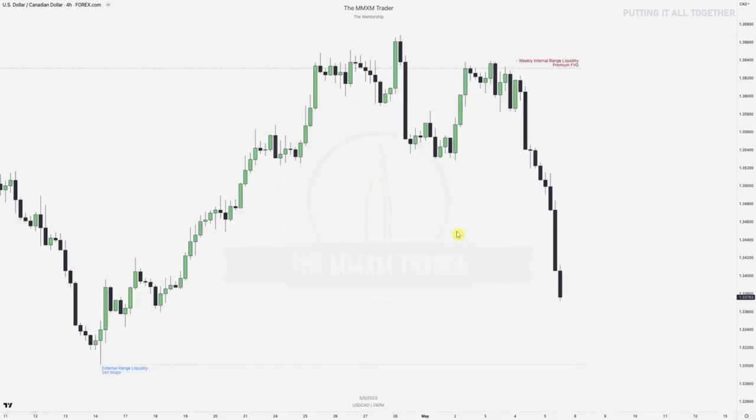So over here, we actually have a 4-hour structure, right? We've got a market maker sell model forming with our original consolidation down here with external range liquidity, those sell stops, right? We wait for a break of structure. So our intermediate term perspective is in line with our long-term perspective.